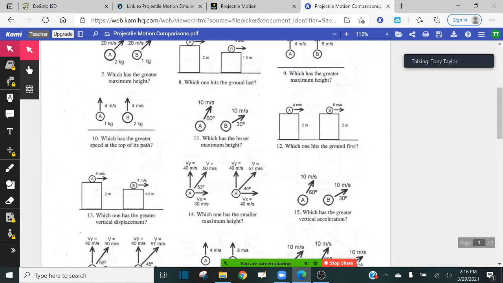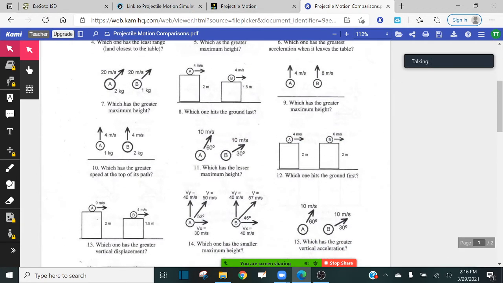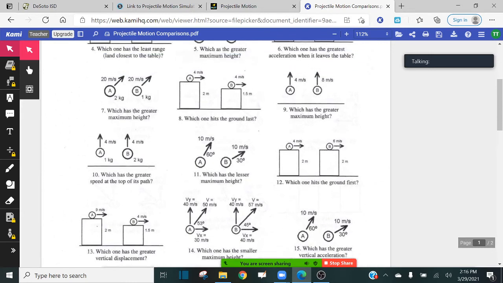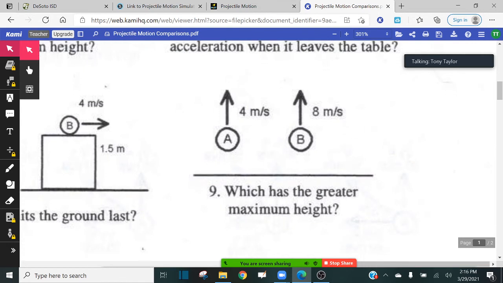Let's look at some more situations here. Let's see, which one do I want to do now? Guys, look at number 9. So on number 9, we're going to be comparing two situations. But here, we're not going to be launching our object at an angle. We're going to be launching our object straight up. So in situation A, we launch an object with initial velocity of 4 meters per second. Here in situation B, we launch an object with an initial velocity of 8 meters per second. Which one has the greatest maximum height? Situation A or situation B?